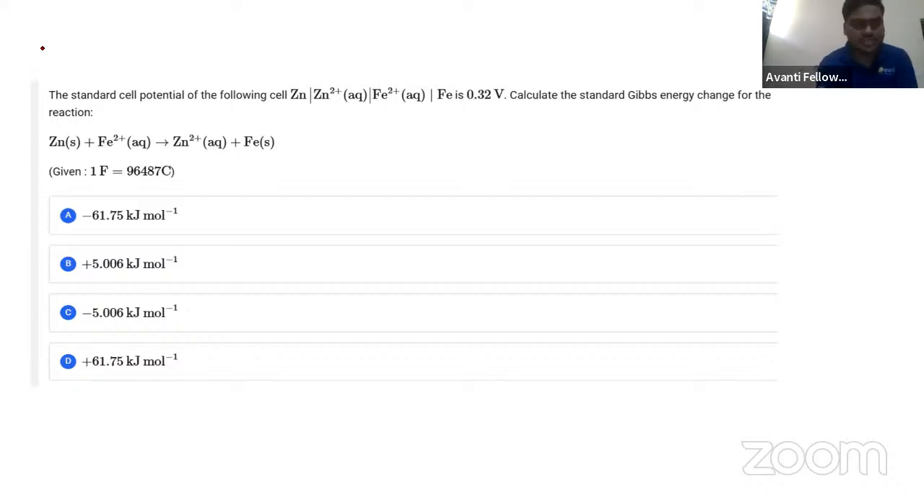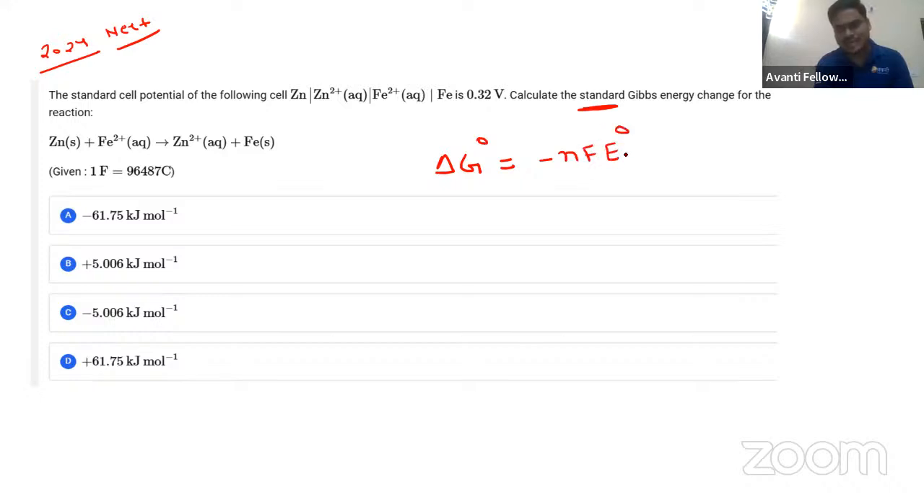ये 2024 में क्वेश्चन आया लास्ट ईयर ही, इसी साल 2024 नीट का क्वेश्चन है ये. So they're asking, calculate the Gibbs energy change for the reaction, right? So how will you calculate? Can anyone tell me the formula? First of all, we know delta G is equal to, what is the delta G? Standard बोला है ना, so delta G naught is equal to minus nFE standard, right?